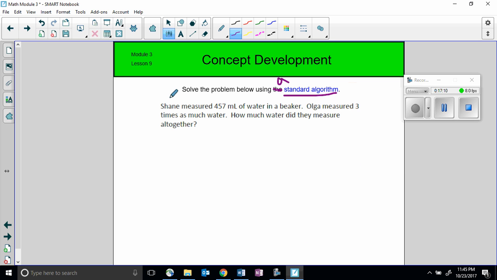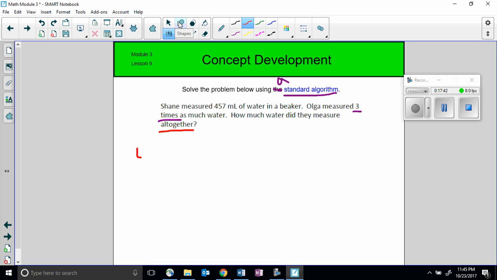So, Shane measured 457 milliliters of water in a beaker. Olga measured 3 times, ooh, look at that, 3 times as much water. How much water did they measure all together? So there's my question. All together. So Shane had 457. That's how much he had in his beaker.